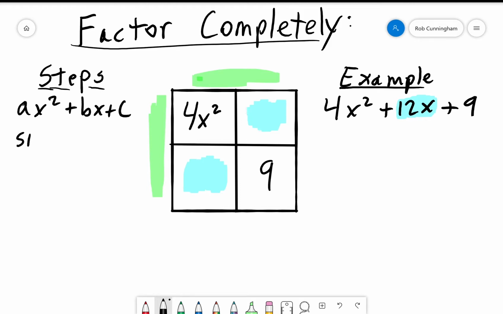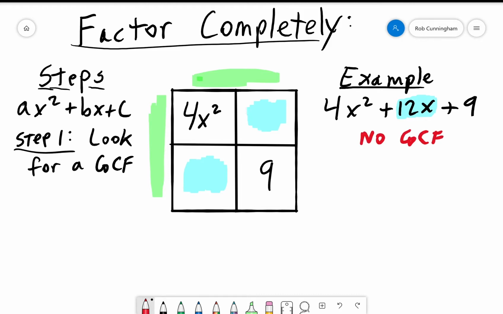Our first step in factoring, every single time, forever, anytime you're told to factor, the first step should always be to look for a GCF. Is there any number that I can divide out of all three parts of the trinomial, out of all three terms in the trinomial? In this case, no, there isn't, but it is always worth looking. You should always check for a GCF just in case.